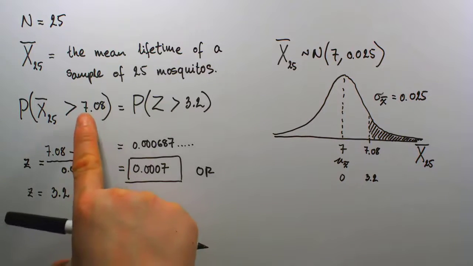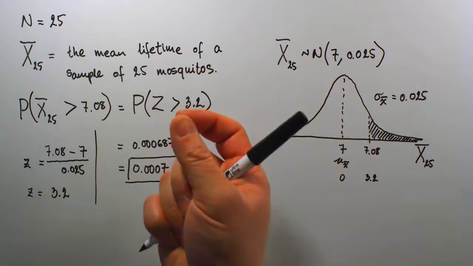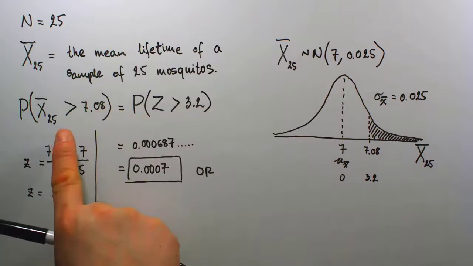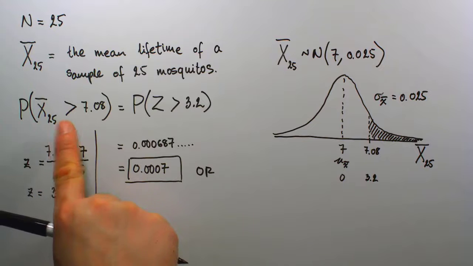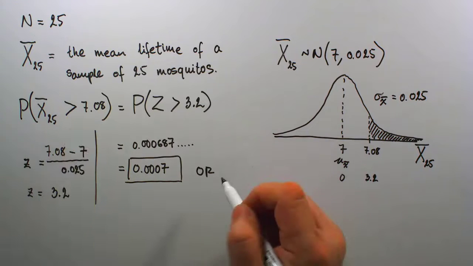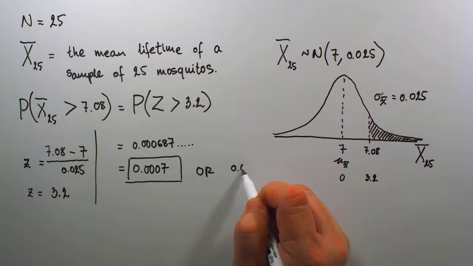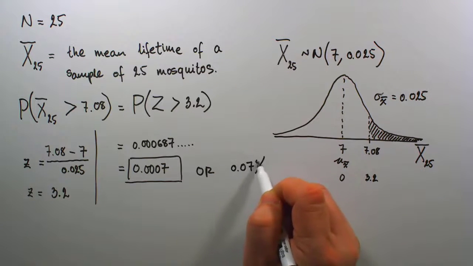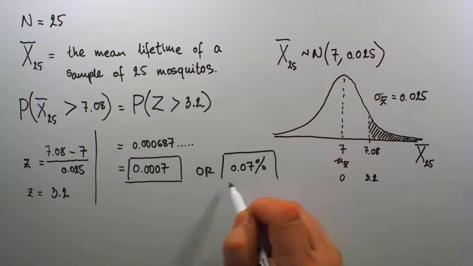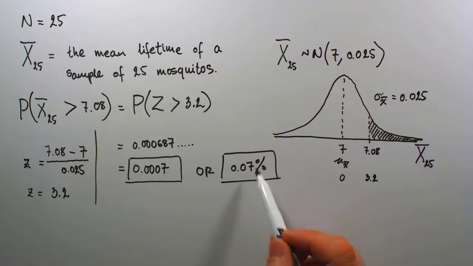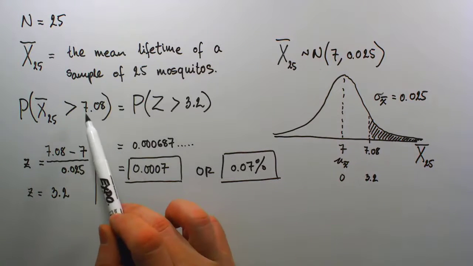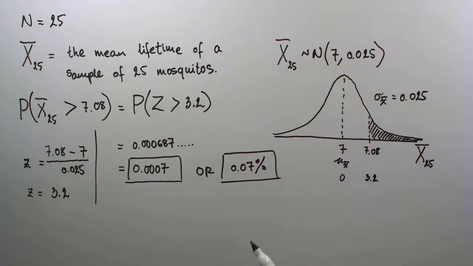Okay, and in case we are asked to express our final answer as a percentage, then this means that if we pick any sample of 25 mosquitoes, the chance that our sample has a sample mean above 7.08 is, as a percentage, maybe easier for somebody to realize, only a 0.07% chance. That means out of 100 times, it's not even half a percent to be above this sample mean value. Or in decimal, it's 0.0007.